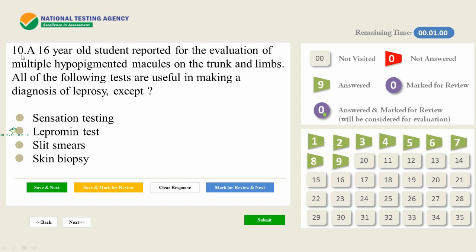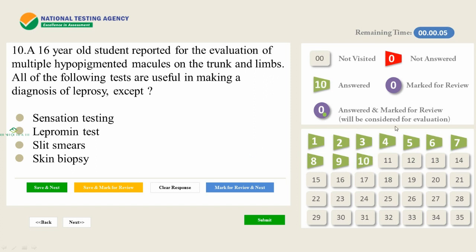Now the last question. A 16-year-old student reported for the evaluation of multiple hypopigmented macules on the trunk and limbs. All of the following tests are useful in making a diagnosis of leprosy except sensation testing, lepromin test, slit smears, skin biopsy.